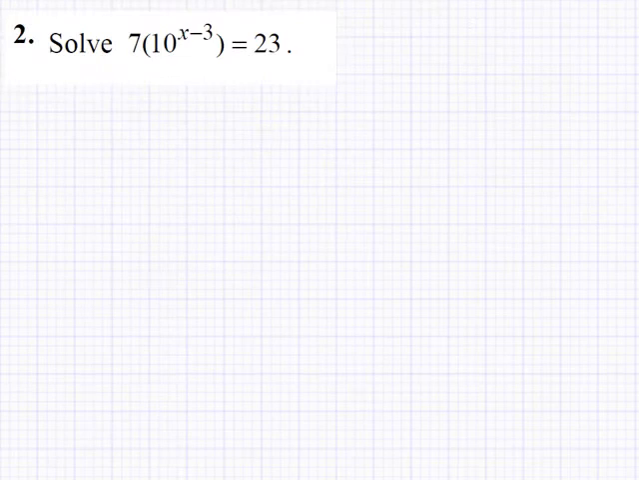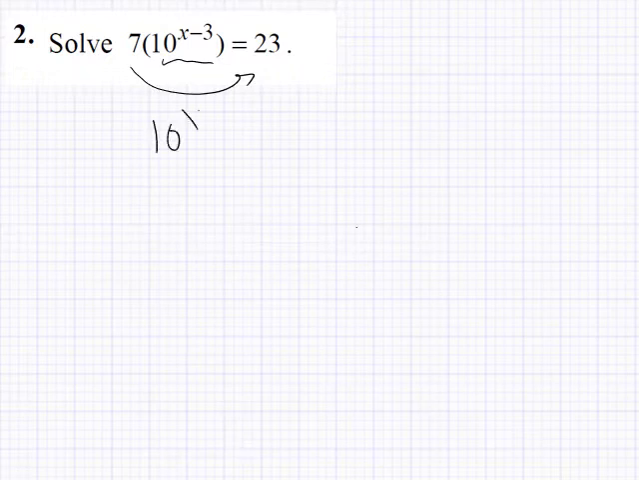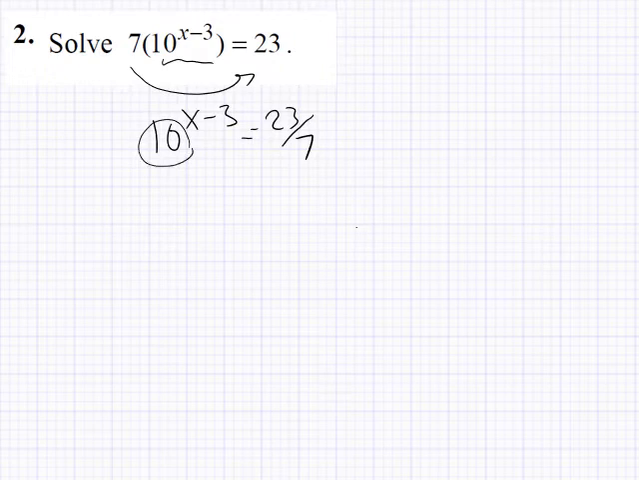All right, here if we're going to solve this, we want to isolate the exponential function, so we got to divide by the 7 first. So you have 10 to the x minus 3 equals 23 over 7. Then we need to get rid of this base 10, so we're going to do log base 10 on either side.